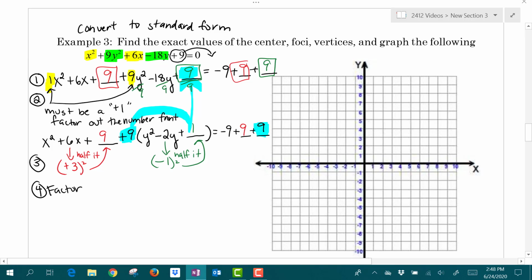Okay, so step 4 says we're going to factor. So that means that I'm going to look at the x terms and think about how do I factor that. And remember that we said it's always the variable in the parentheses with the half you took. So it's going to be x plus 3 squared.